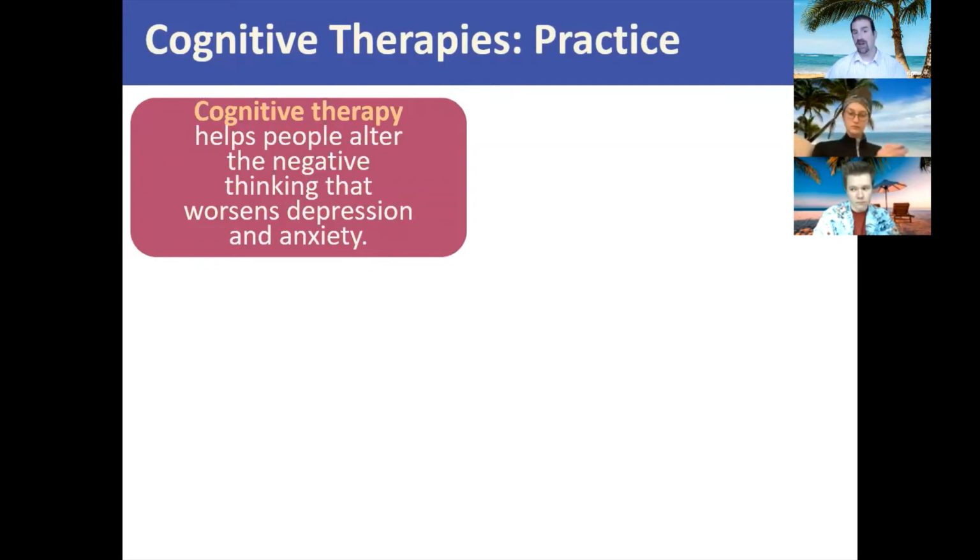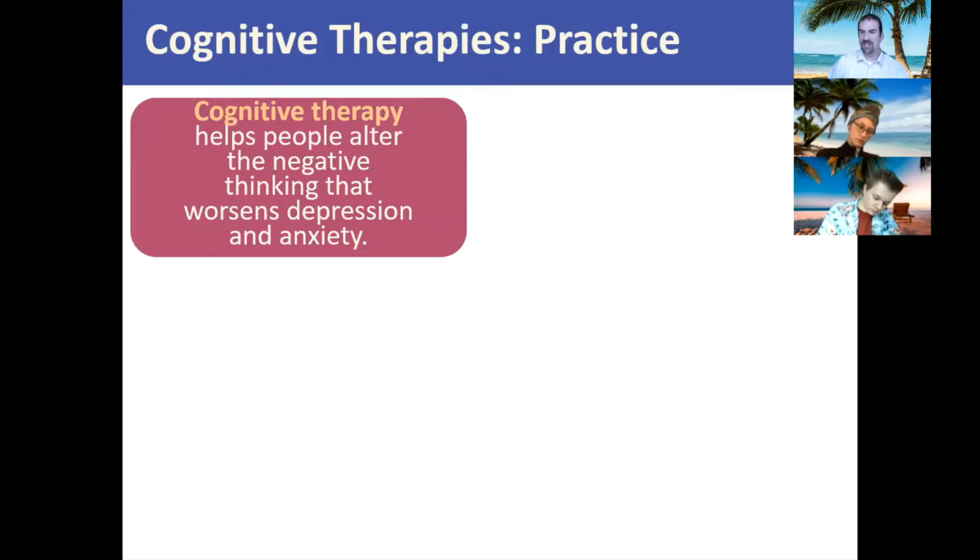So cognitive therapy on its own, just strictly thinking about this, is how people alter the negative thinking that worsens depression and anxiety. We define cognitive therapy as therapy designed to help people alter their negative thinking. Thinking that's harmful to them, thinking that perpetuates negative actions and feelings of anxiety, sadness, and depression. That negative perception and those thought processes are what a therapist is going to target in this type of therapy.